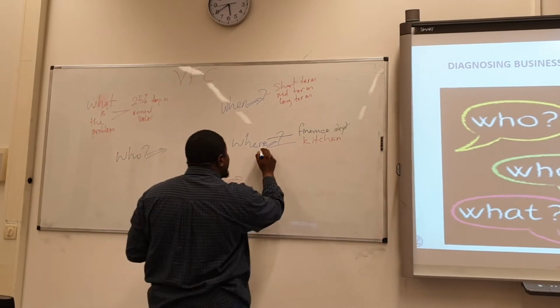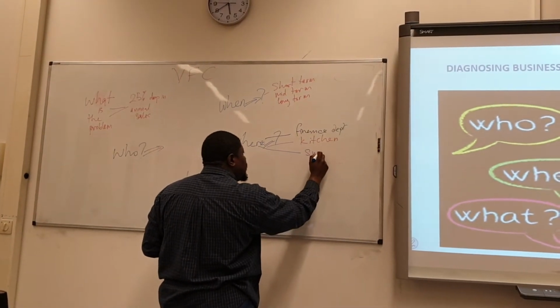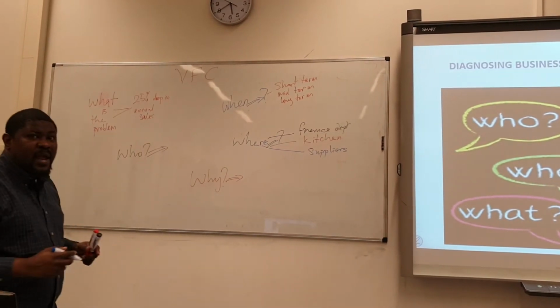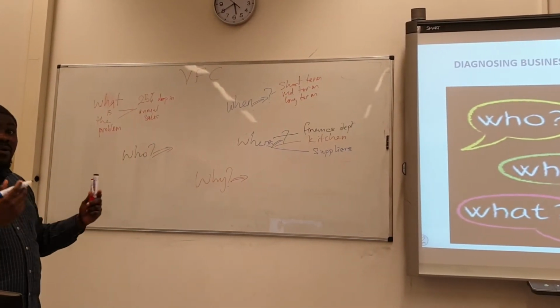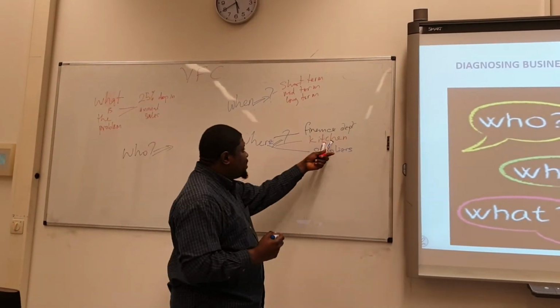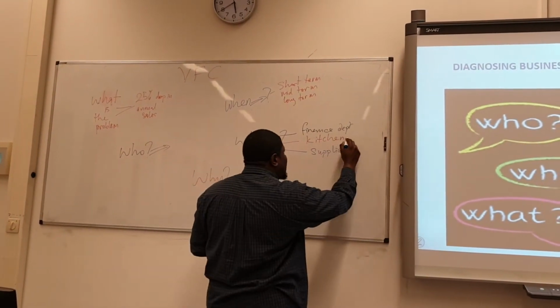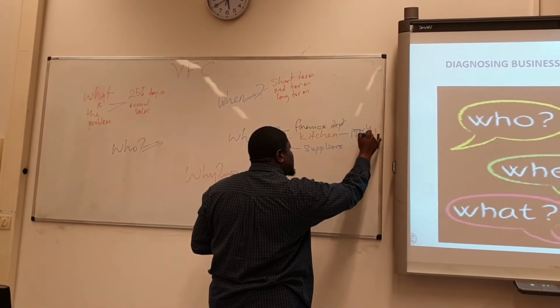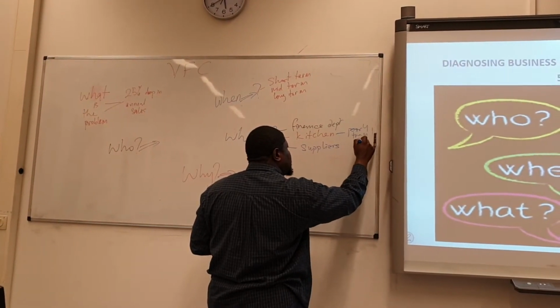Could the problem be coming from our suppliers? These are some examples of where the problem can be coming from. Remember when we say from the kitchen, that's poorly trained staff.